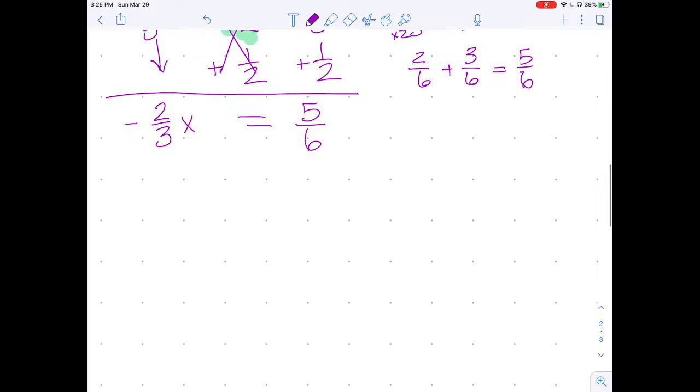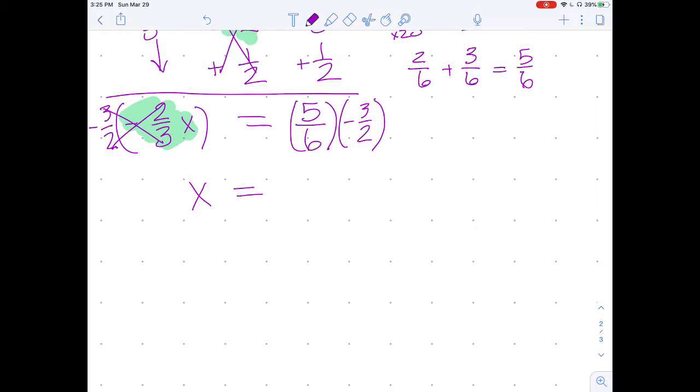Okay, I'm still not done yet. I need to get x by itself. And we've got negative 2/3 times x. So the opposite of times would be divide. When we divide by a fraction, we actually multiply by the reciprocal. So I'm just going to flip that fraction upside down and multiply. And I'm going to do it on both sides. So instead of negative 2/3, I'm going to have negative 3/2. Okay, when we multiply by the reciprocal, this cancels out, it makes it 1.